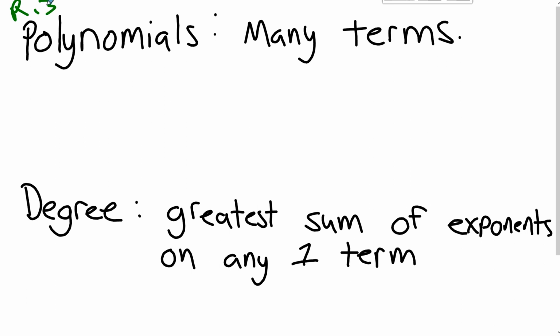Video 3, polynomials. So we're looking at polynomials, meaning many terms. We have examples like 3x cubed. So here's one example: 3x cubed plus 2x squared minus 6x plus 7. So here we have 4 terms.